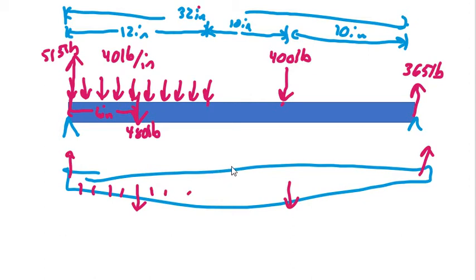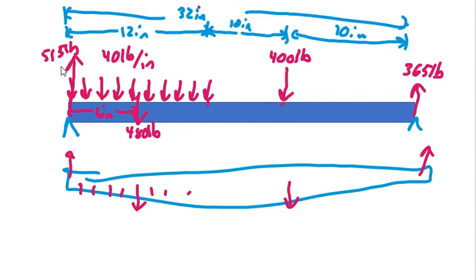All right, so let's start. I look at my shearing force, which is where I'm going to start. Now I look at this. I initially have 515 pounds up. And then this is 40 pounds per inch. But if I start here, there are no inches yet. So there is no force due to this distributed load yet. There will be as I start moving left or right. But at this point, I start at 515 pounds.